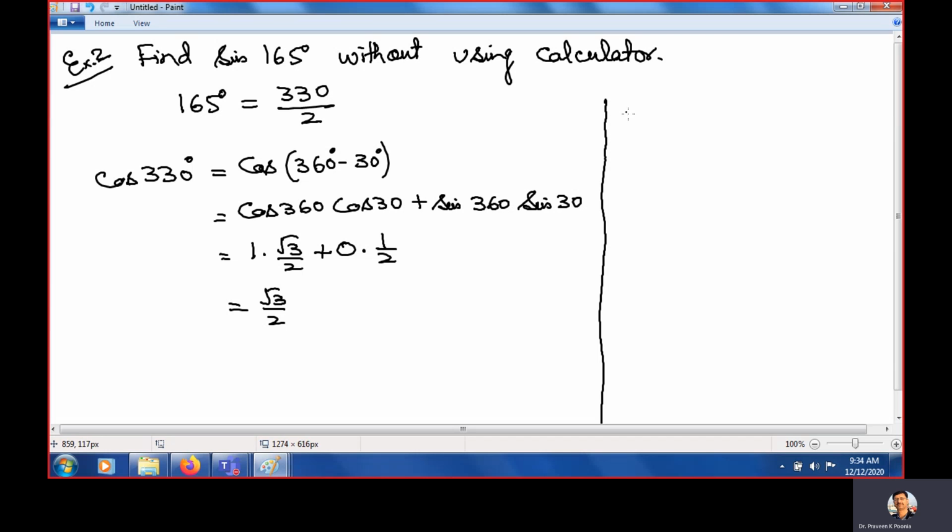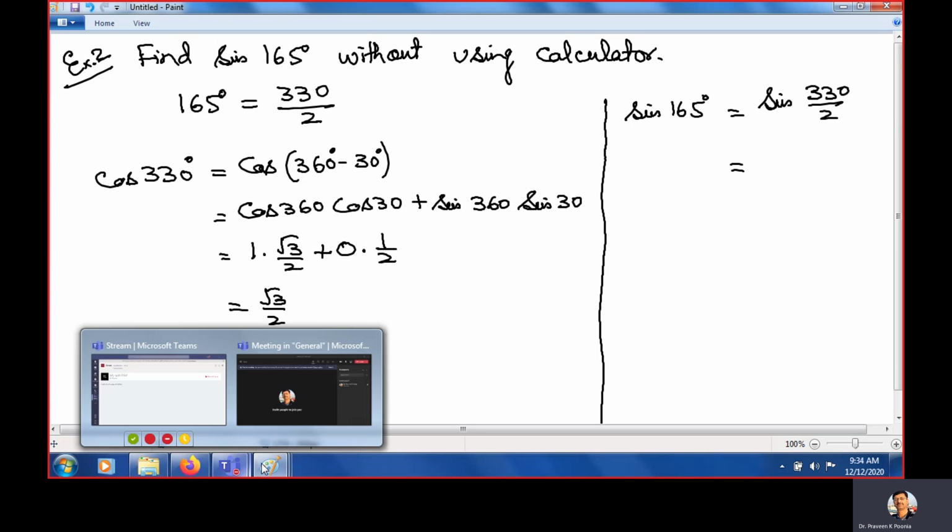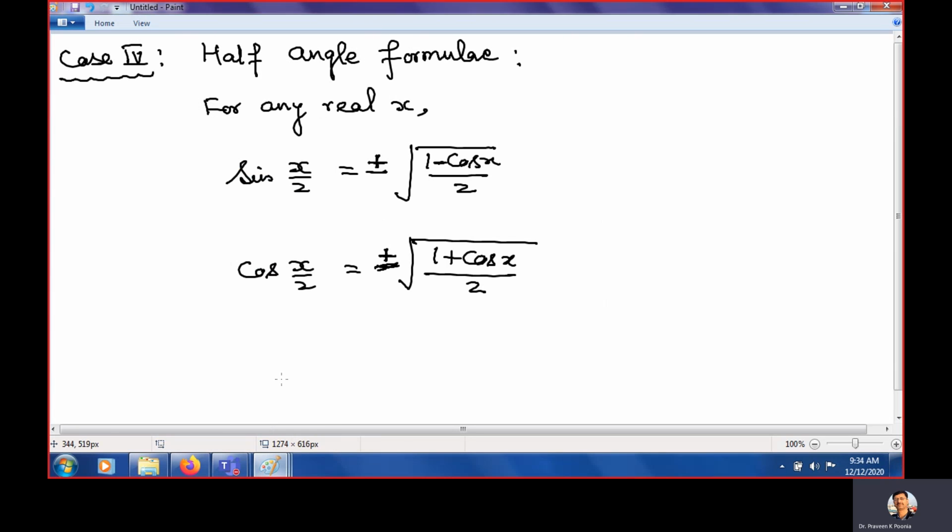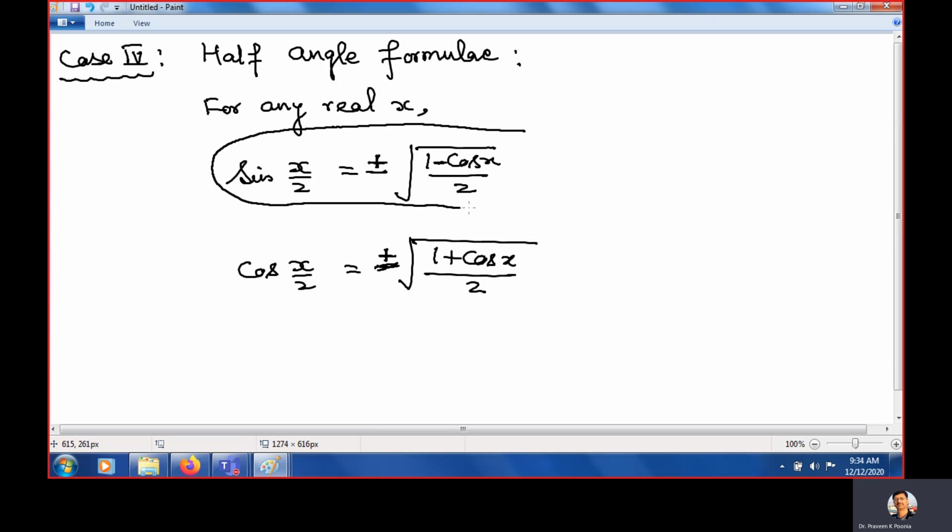Now you need to find how much sin 165 degrees is. Sin 165 degrees is sin of 330 upon 2, that is, sin x upon 2. Clear? And sin x upon 2 is how much? Look here, it is this one. Now the question comes whether we will take positive or negative.